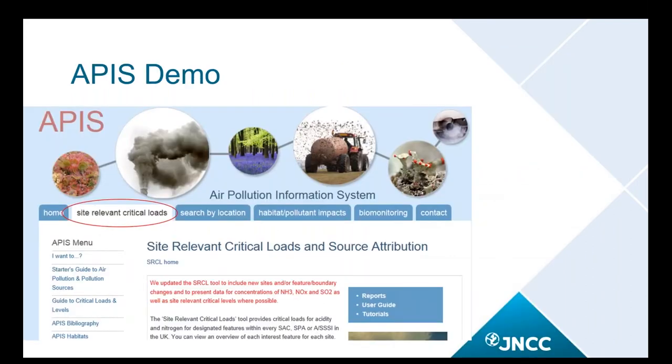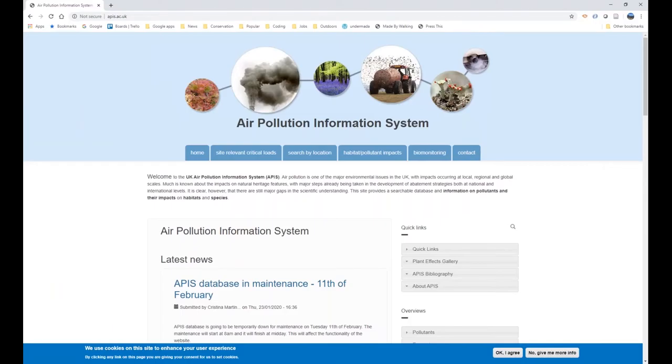So we're going to try something new in this webinar and switch to the browser. Does anybody want to volunteer a protected site for us to look at on APIS? Anybody have a favorite site that's not an offshore marine site? New Forest. New Forest. Sorry. Did anybody else have one?